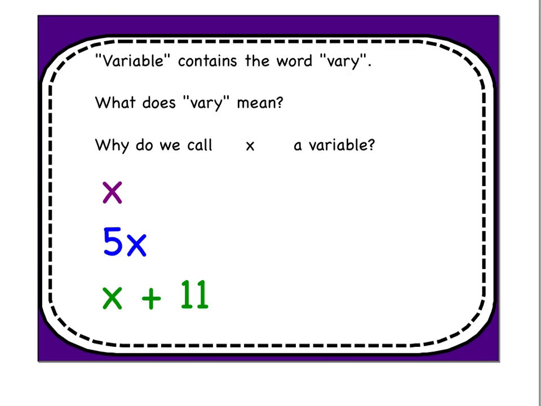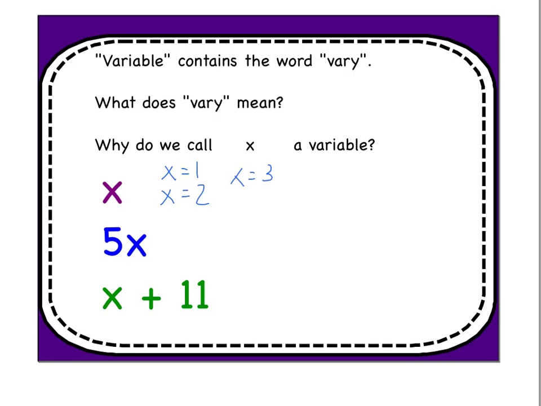The word variable contains the word vary, which means it could change. So in this case, we call x a variable because I could say a bunch of different things about what x could equal. I could tell you that x equals 1. I could tell you that x equals 2. I could tell you that x equals 3. I could tell you all the different numbers that x could equal.